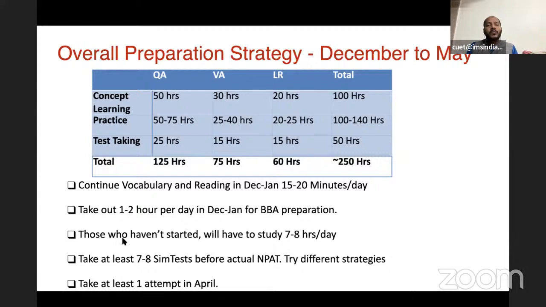Even if you've just completed your preparation and taken only one mock, at least take one attempt at the end of April, so that you know what kind of questions are actually coming in the NPAT exam, what the environment is there, and how it feels in an actual exam scenario. All those things would help you a lot in your second and third attempt. Okay.